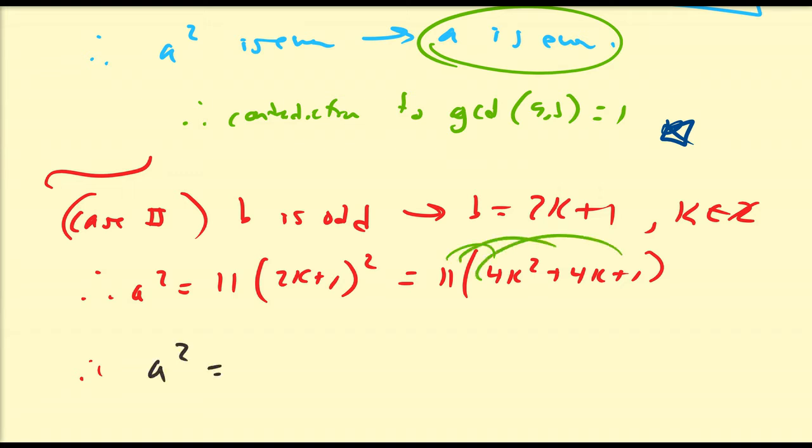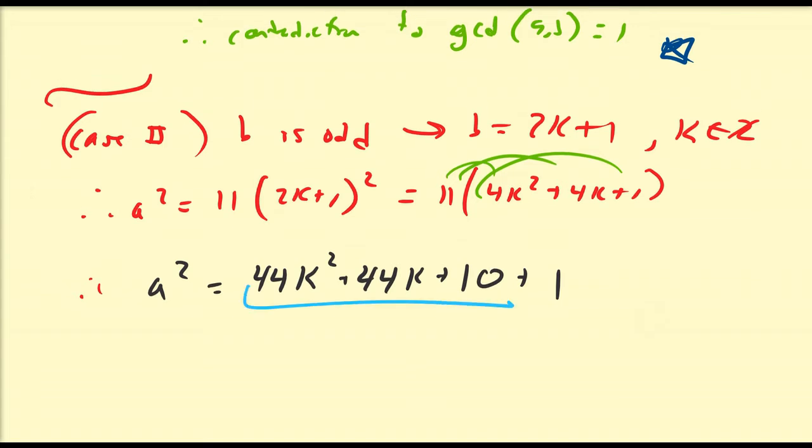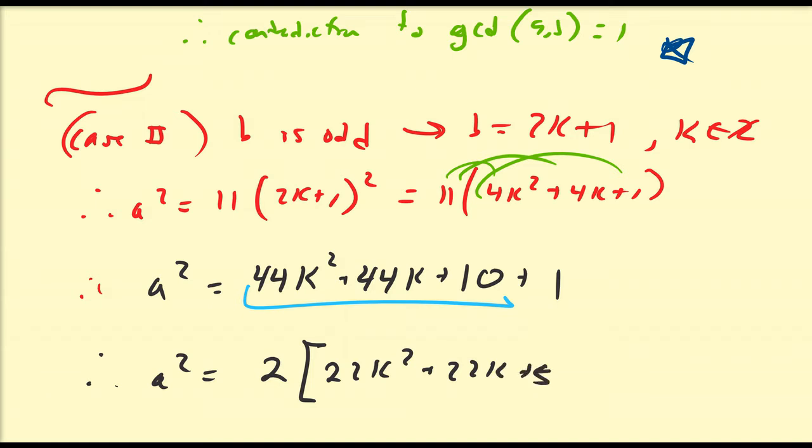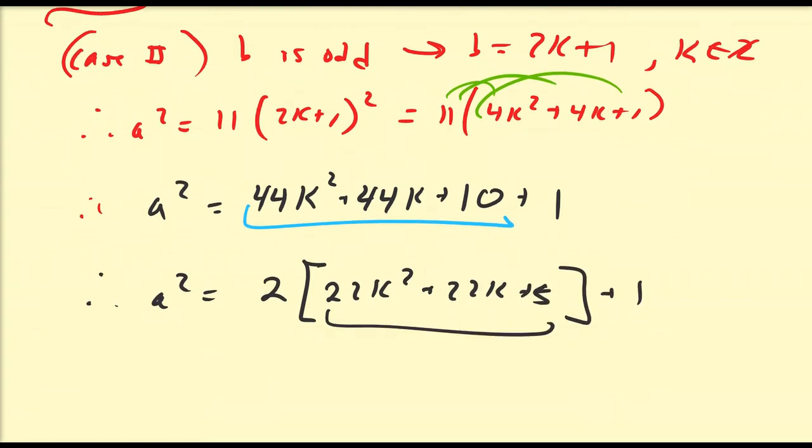So we have a squared is going to be equal to 44k squared plus 44k plus 11, which I'm going to decompose into 10 plus 1. You might be able to see why I want to do that. And then I'm going to factor out a 2 out of this expression. So I have a squared is going to be equal to 2 multiplied by 22k squared plus 22k plus 5, then plus 1. So remember that this, of course, is in the set of integers.